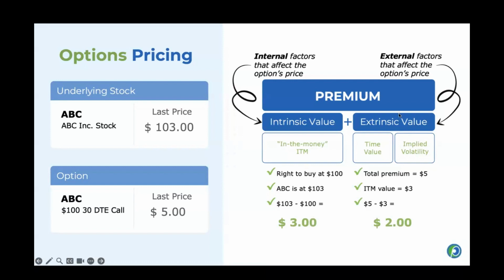Extrinsic value is really external factors that affect the option's price, which is time value and implied volatility. Again, interest rates and dividends are a component as well. That's the excess amount of the premium. So the premium is $5. The excess amount, the difference between 5 and 3, is 2. That's extrinsic value, which moves based on external factors and is normally depleting. But we need to understand the positive and negative factors of our options premium. That's what the Greeks are, and that's the way that I framed this to make sure that we apply it.